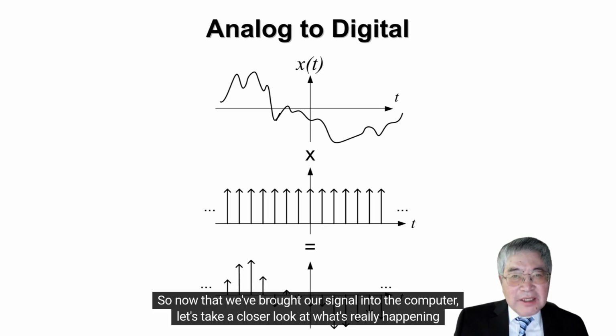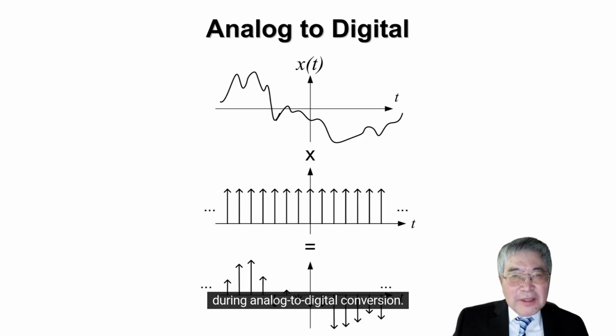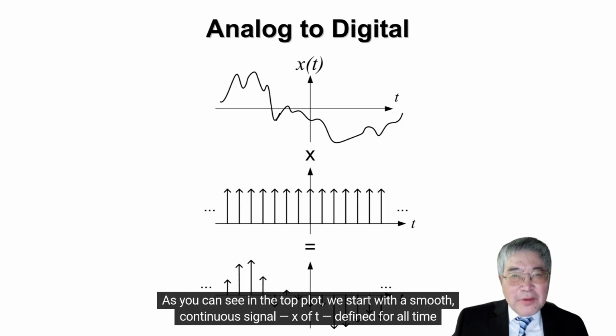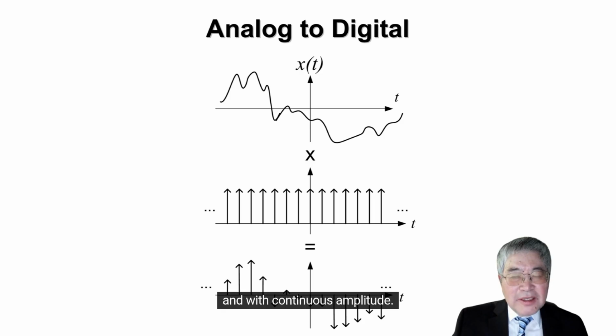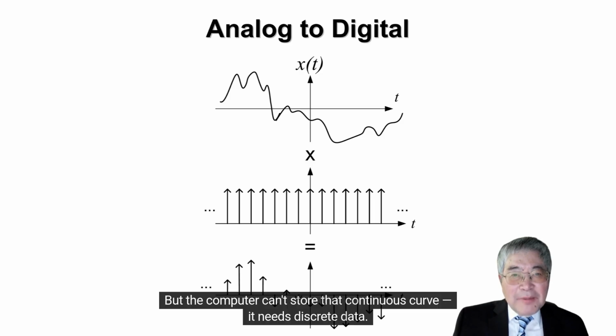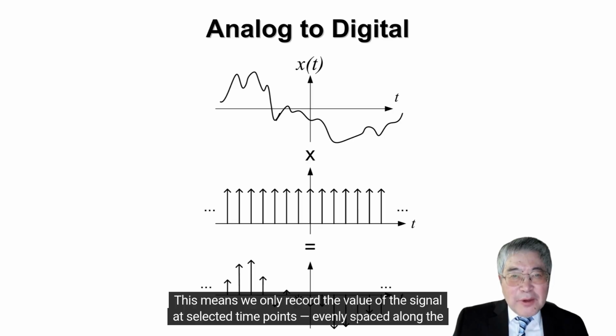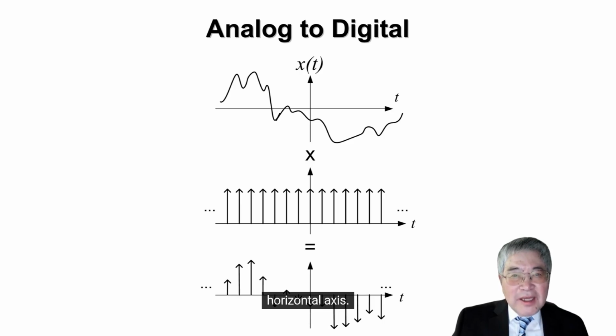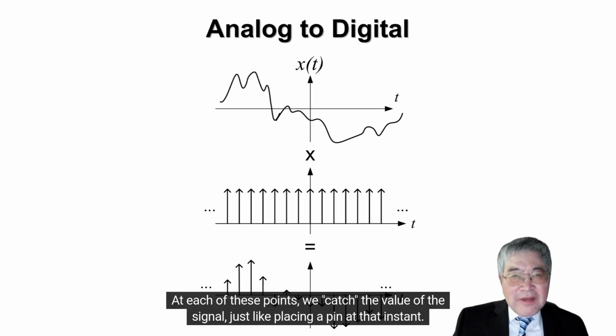So now that we've brought our signal into the computer, let's take a closer look at what's really happening during analog to digital conversion. As you can see in the top plot, we start with a smooth, continuous signal, x of t, defined for all time and with continuous amplitude. But the computer can't store that continuous curve, it needs discrete data. So we begin with the first major step, sampling, also called discretization in time. This means we only record the value of the signal at selected time points, evenly spaced along the horizontal axis. At each of these points, we catch the value of the signal just like placing a pin at that instant.